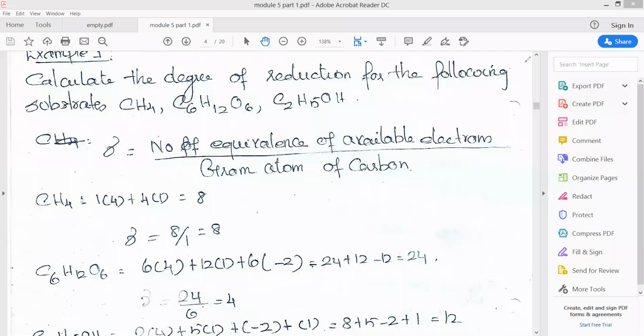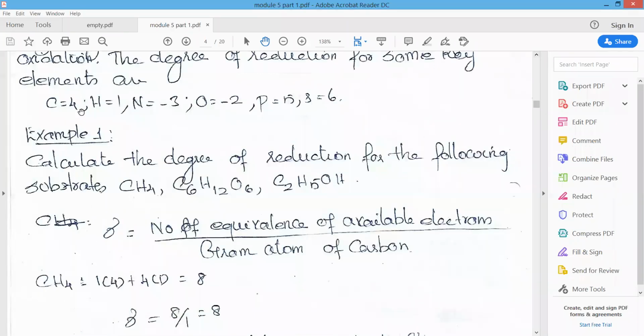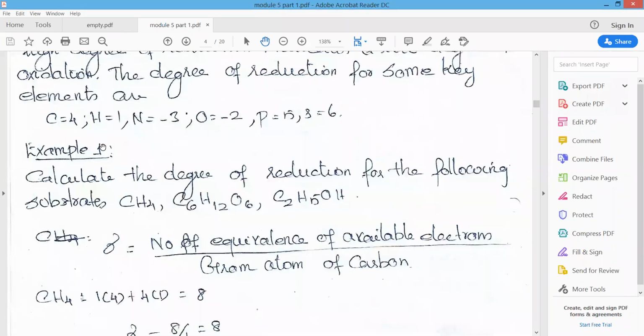So you know carbon is 4, hydrogen is 1, nitrogen is -3, oxygen is -2, P is 5, S is 6. All these are the main elements you should know for the electron balance, because you will use this for normality finding, that is, available equivalent electrons. Maximum carbon, hydrogen, nitrogen, oxygen, phosphorus, sulfur will be there, so you should know this: carbon 4, hydrogen 1, nitrogen -3, oxygen -2, P5, S6.